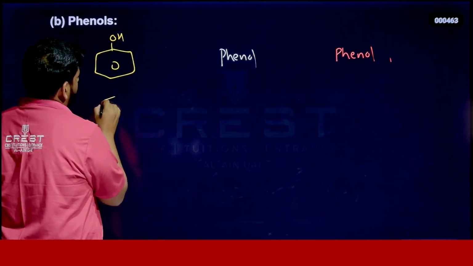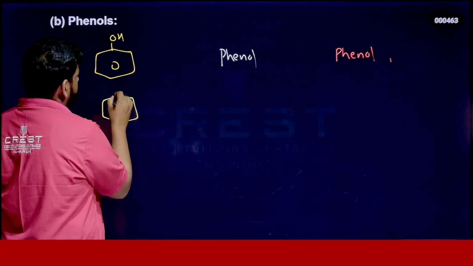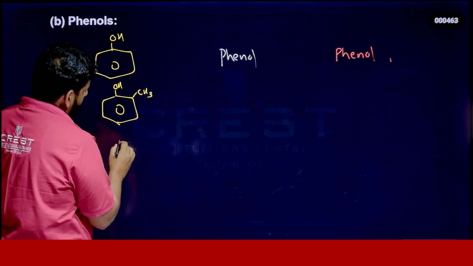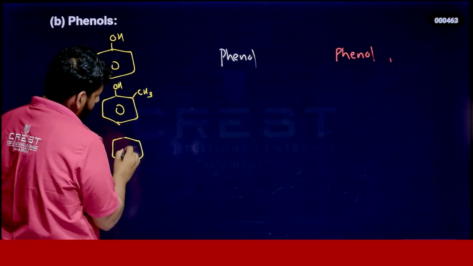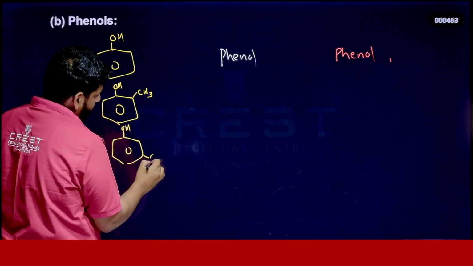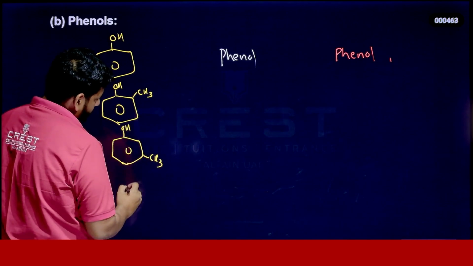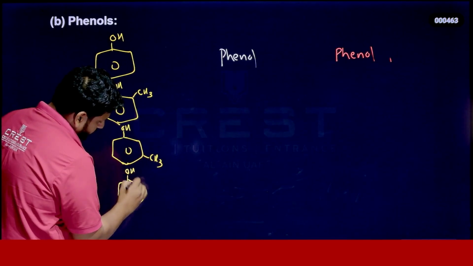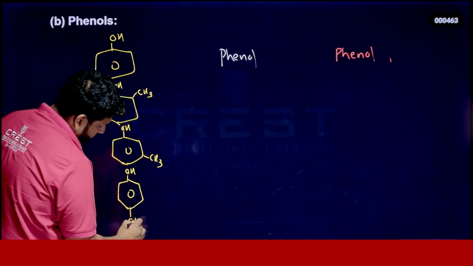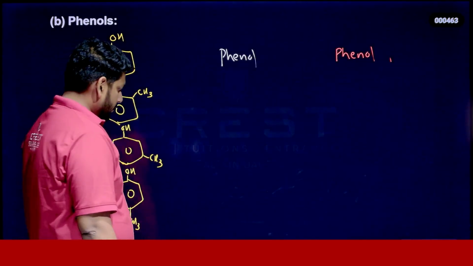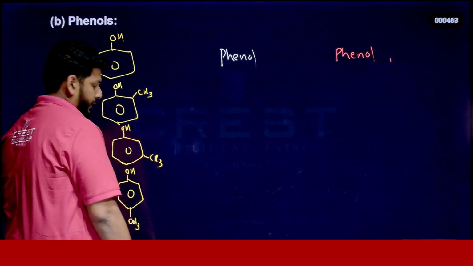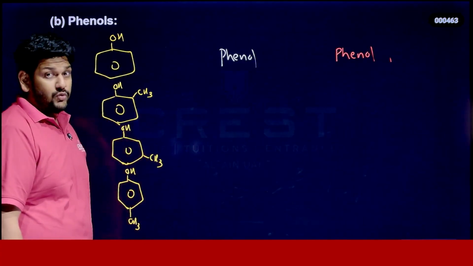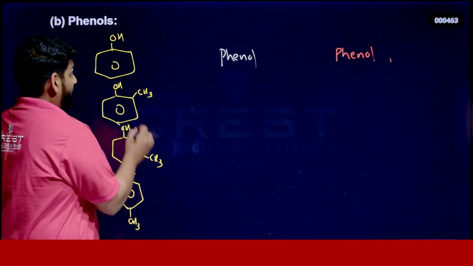Look here. An example with the OH group here and a CH3 group here, and another one with the OH group here and the CH3 group here, and another one with the OH group here and the CH3 group here. So how can we name these compounds? What about their common name? We can call them cresols. Cresol.